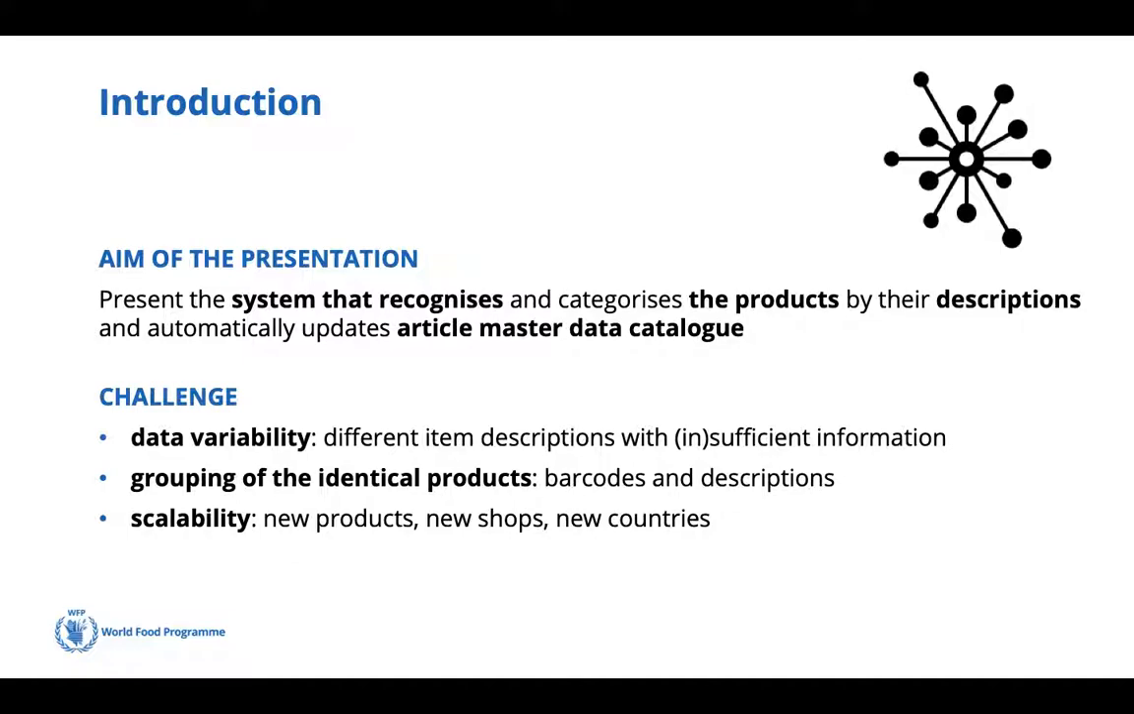Second challenge is grouping of the same products. The retailer might or might not record the barcode of the product that is being sold. However, even if the barcode is recorded, the same product might have different barcodes, for example, due to country or date of packaging. So the question is, how do we know which products are the same? And of course, the third challenge is scalability. How to ensure that with growing operations, we can still assure the high quality of the information in a timely manner.